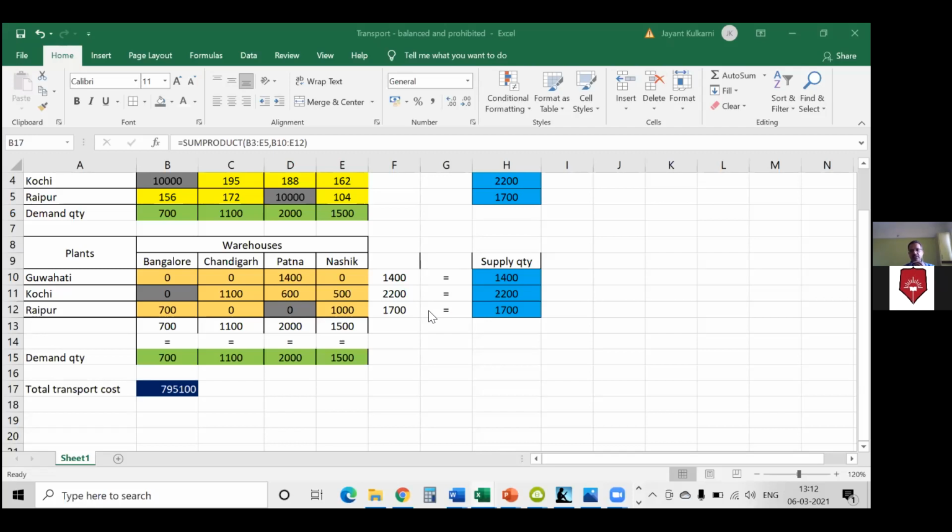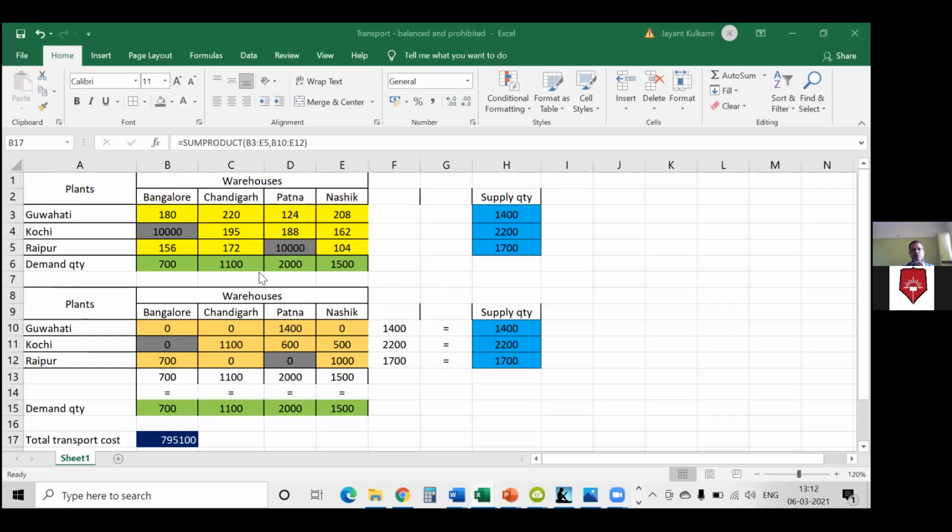Nilesh is asking, what if we put constraint at Kochi, Bangalore, and Raipur, Patna? That's what we did, right, Nilesh? We put constraint on Kochi, Bangalore, and Raipur, Patna. That's what we did. So I don't understand your question. What is it that you are trying to ask?